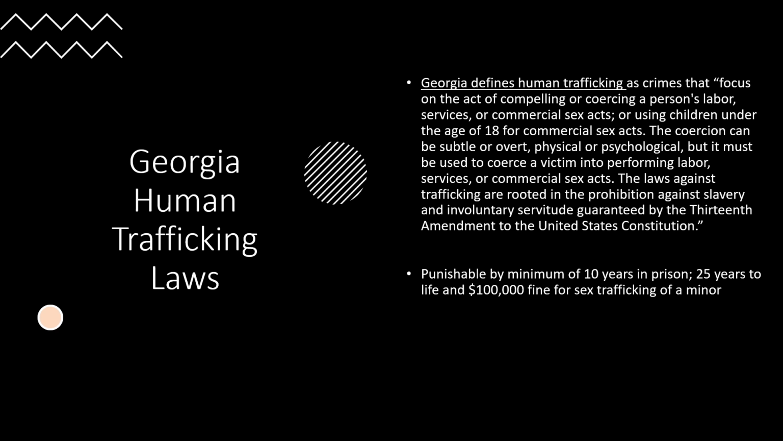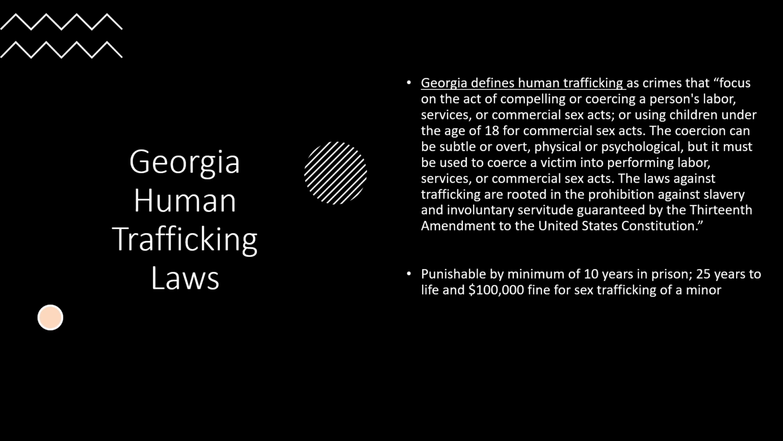So when we think of modern slavery, the biggest thing that I think of is human trafficking. And Georgia recently, within the past 10 years, updated some of their human trafficking laws. Georgia defines human trafficking as a crime that focuses on the acts of compelling or coercing a person's labor, services, or commercial sexual acts, or using children under the age of 18 for commercial sexual acts. The coercion can be subtle or overt, physical or psychological, but it must be used to coerce a victim into performing labor, services, or commercial sexual acts.